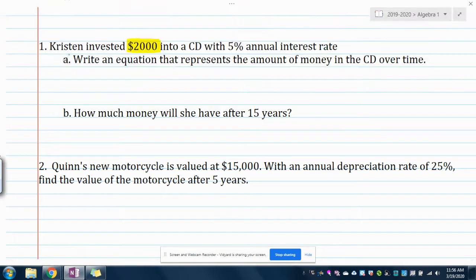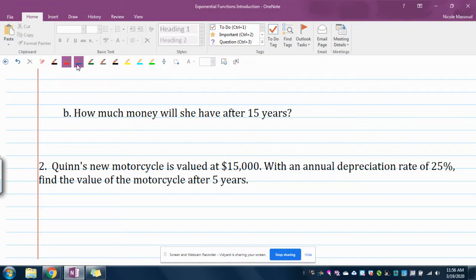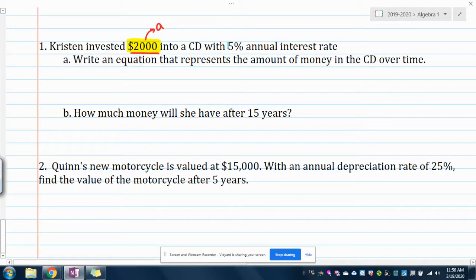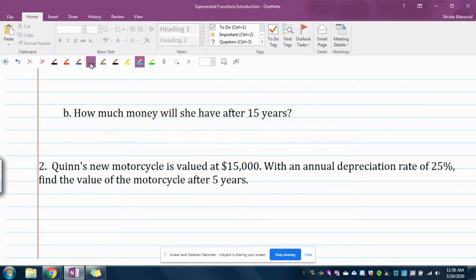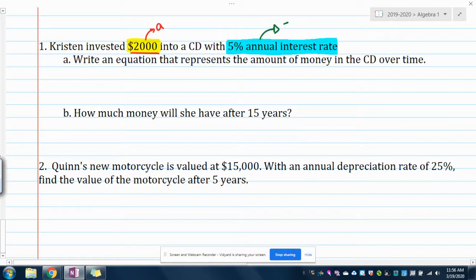Automatically, I know that this is my A value because that is the initial value. And it has a 5% annual interest rate. So it's growing at 5%. So I know automatically that 5%, so this is my R. R equals 5%. What's 5% as a decimal? 0.05.